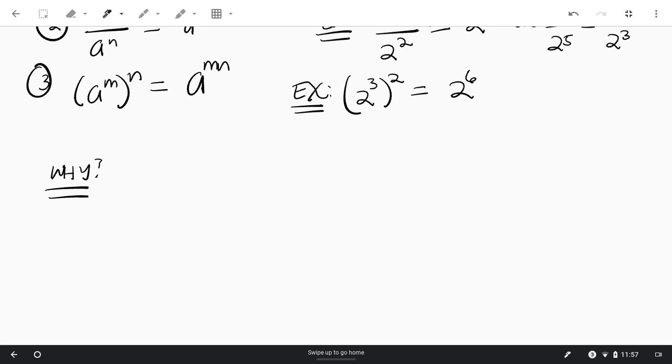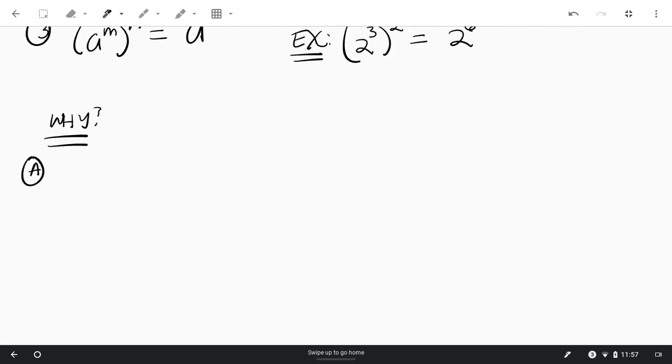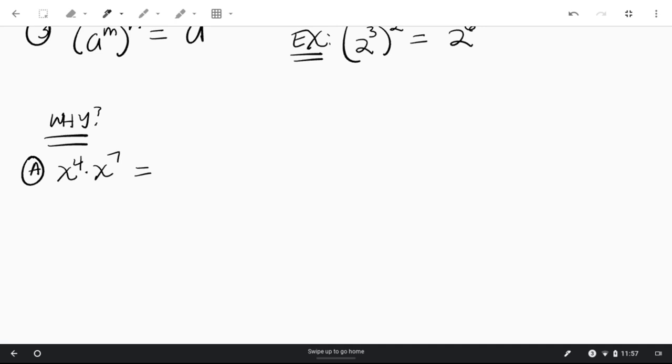Okay, so let's take a look at that first law. Suppose that I have x to the 4th times x to the 7th. We already know by the law that it's x to the 11th power, right? Let's take a look at why.